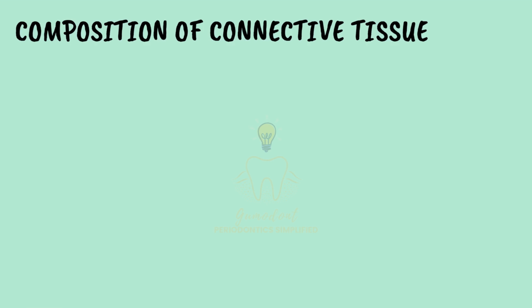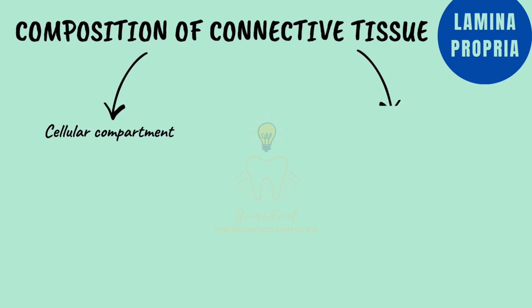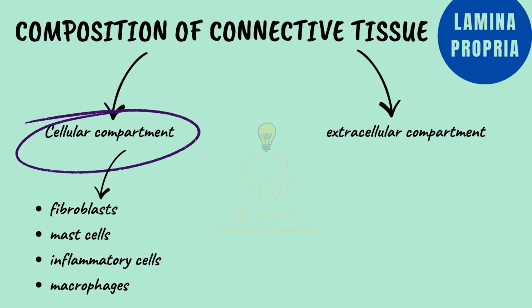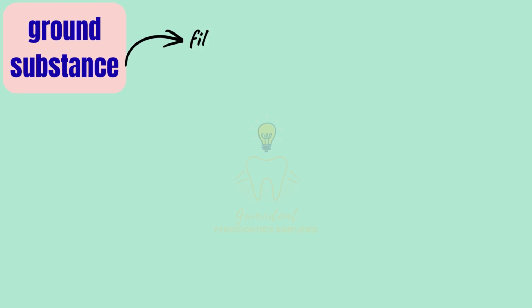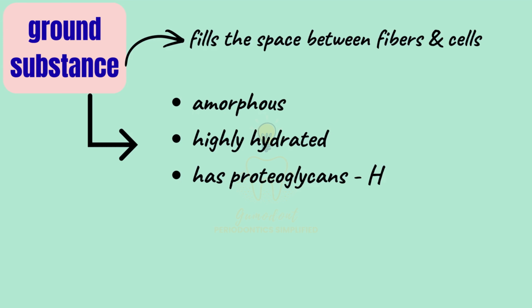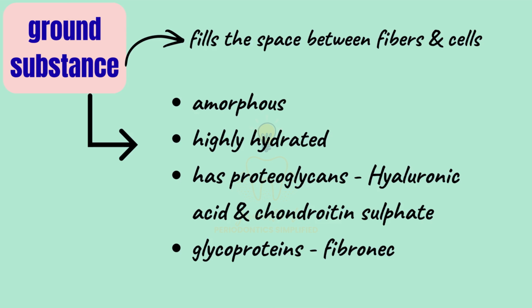Connective tissue, also known as lamina propria, has two compartments, the cellular compartment and the extracellular compartment. The cellular compartment mainly consists of fibroblasts and other cells like mast cells, inflammatory cells, and macrophages. The extracellular compartment consists of fibers and ground substance. The ground substance fills the space between fibers and cells. It is amorphous, highly hydrated, and composed of proteoglycans like hyaluronic acid and chondroitin sulfate and glycoproteins like fibronectin.